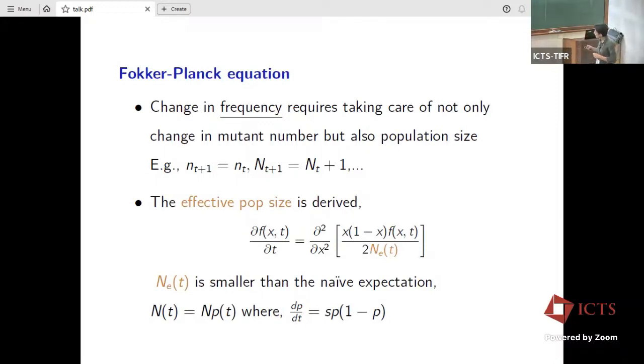Okay, so we do that, and this is the usual neutral equation we get. But this effective population size is not the naive answer. It's a new one, which I did not write the formula for. But again, some effective population size, which is changing with time, is what we can define. The P was the frequency, which we saw already in the morning.